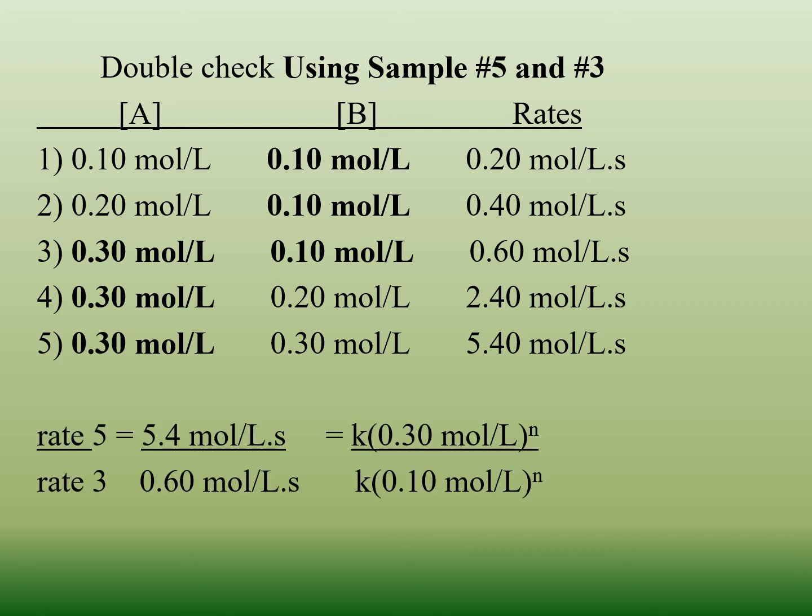Here are the equations, rates, and concentrations you need to solve for N. You end up with 9 equals 3 to the power of N, which is only true when N equals 2. This confirms what we solved for in the previous slide, that this is a second-order reaction with respect to reactant B. So far, we have not yet solved for K, the rate constant. Let's do that next.